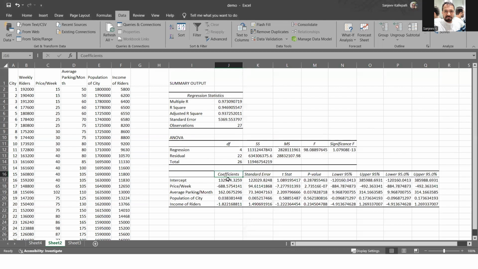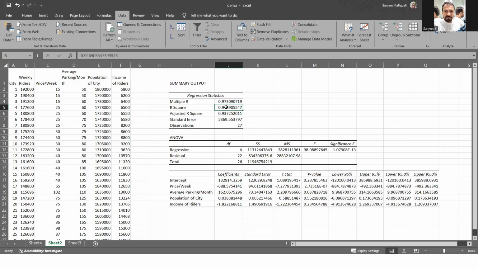So we have intercept of like this, like 132,914, and then beta naught. If you notice, we have price per week as -688, and average parking per month is like 162, and so on. So beta 1 x1, beta 2 x2, beta 3 x3, beta 4 x4, and beta naught. This is our linear regression. Now we have to look at the squared errors.